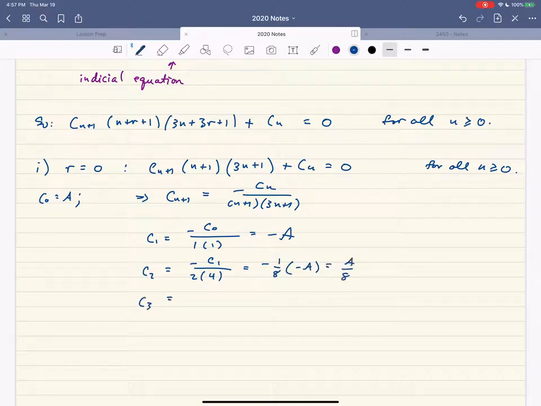c3, I'm just going to go up to c4 here. So c3 is going to be minus c2 over, if n is equal to 2, this is going to be 3 times 7. And so we're going to end up with negative 1 over 21 times a over 8. And that's going to be negative 1 over 162a.